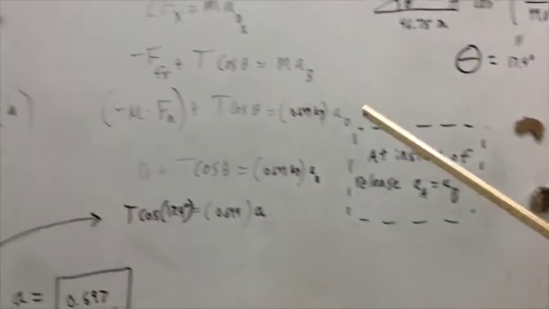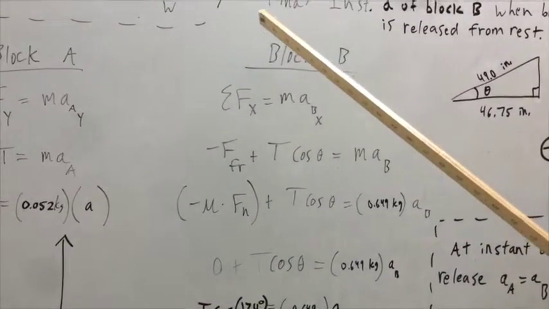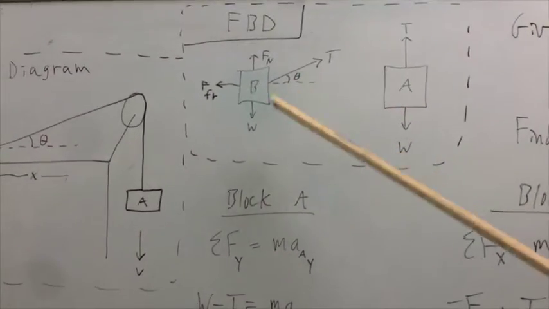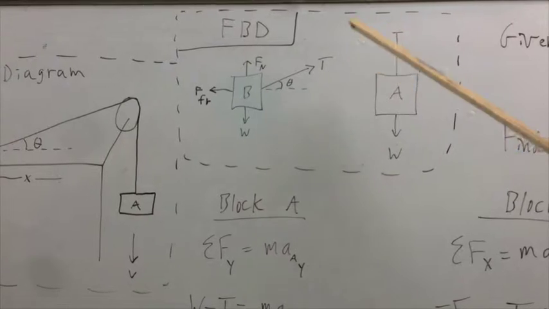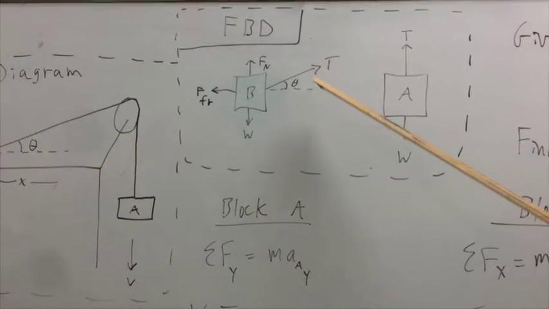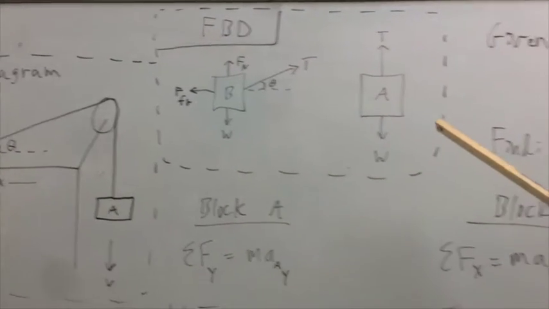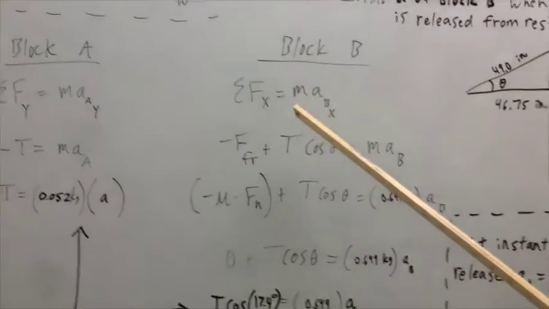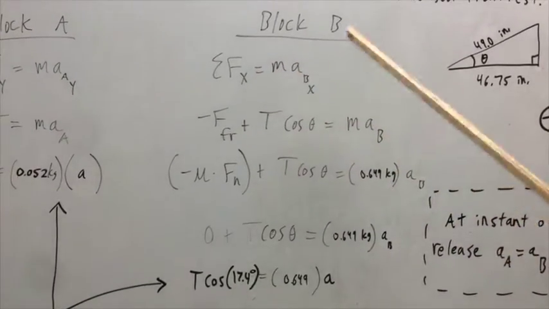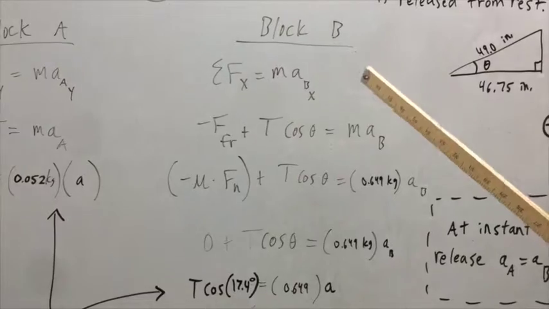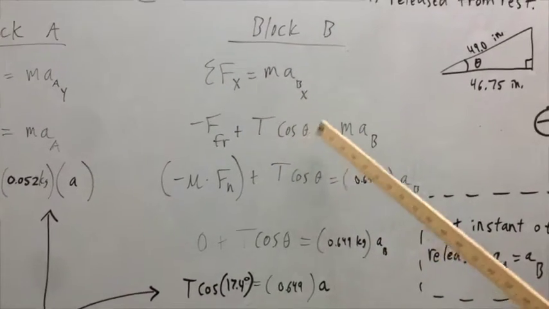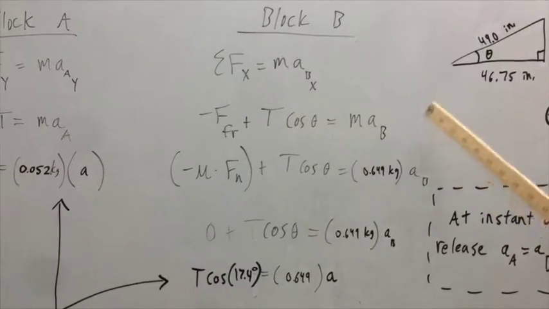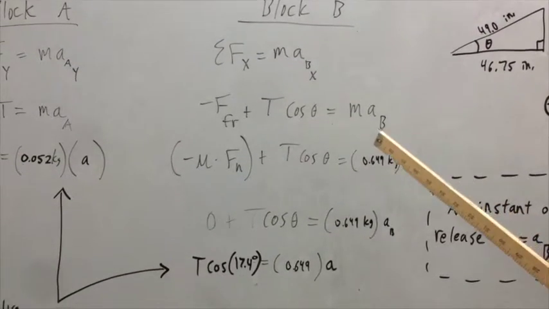So moving to block B, if we look at our free body diagram, we have the force of friction, the normal force, the weight, and the tension applied at a theta. We have our initial theta. So if we sum the forces in the x direction here, the sum of the forces in x equals the mass times the acceleration in x, we have the force of friction, the x component of the tension, and the mass and acceleration of block B.